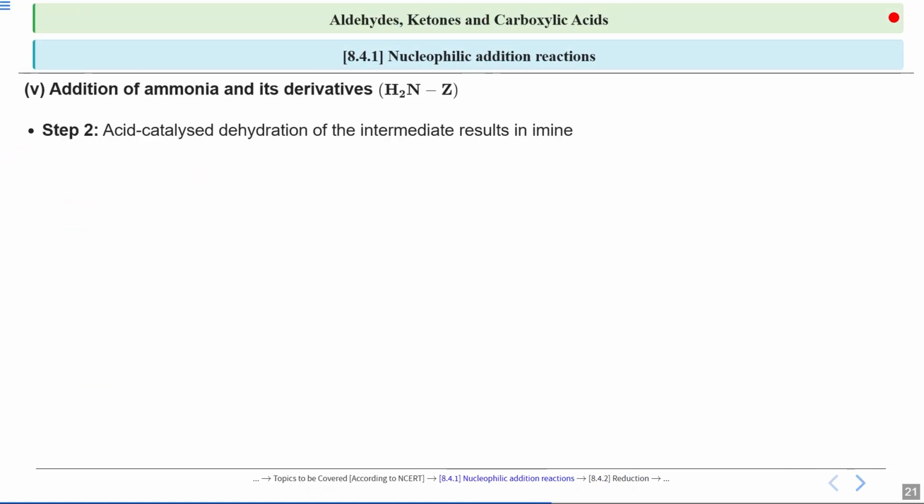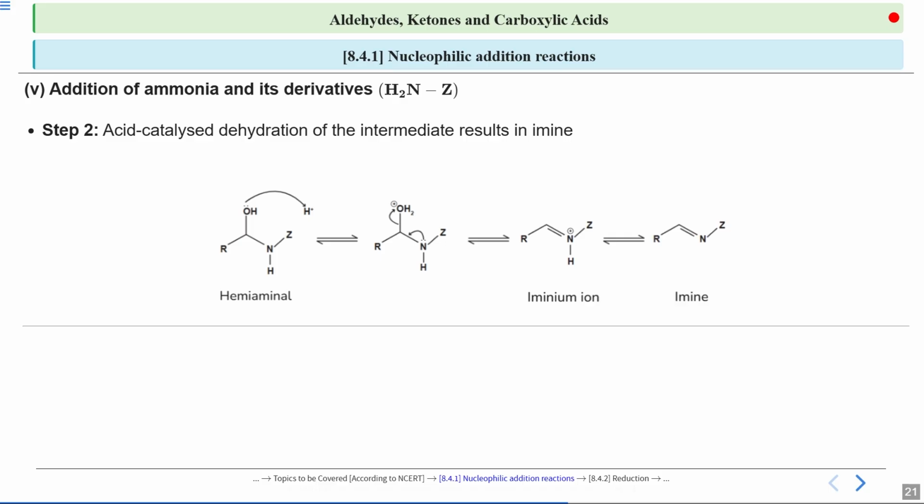Now what happens next in step 2? The intermediate from the previous step undergoes acid catalyzed dehydration. If you look at this diagram, you have a hemiaminal. The OH of the hemiaminal gets protonated, so it converts OH into OH2 plus. Now this OH2 plus is a good leaving group. This protonated OH group leaves as H2O and it generates a carbocation-like intermediate.